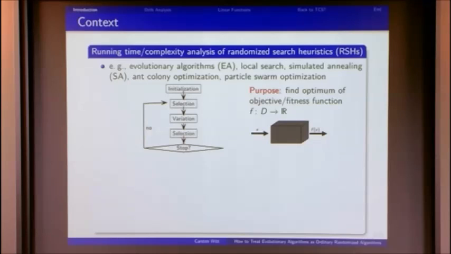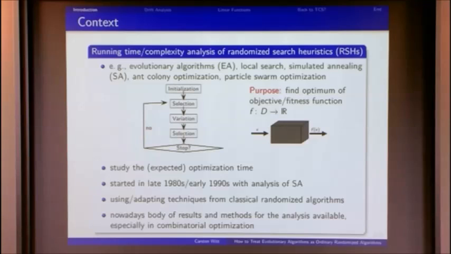So what is done in this area is trying to understand these methods using tools from computer science. As you would analyze a randomized algorithm, you would be interested in studying the expected optimization time. It's a randomized thing, so most of the time you would be interested in the expectation of the running time, that means the time until this algorithm has found an optimum.